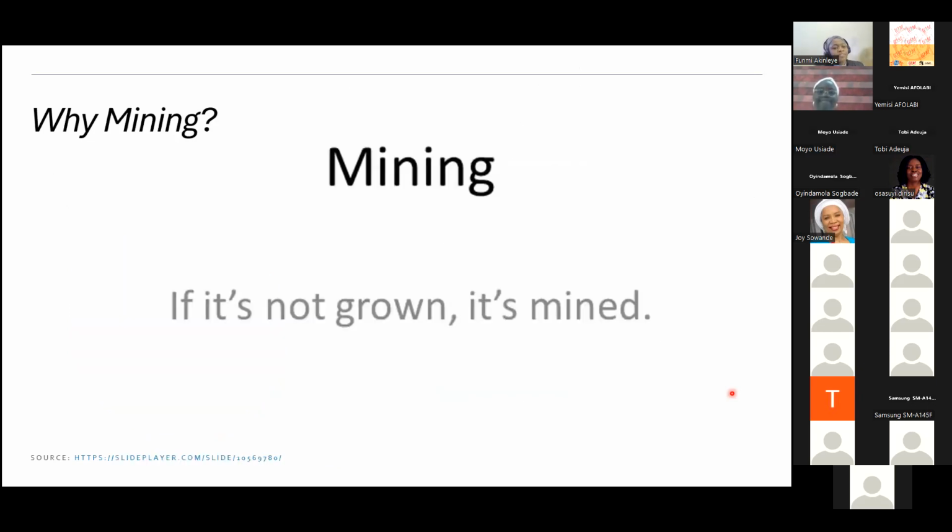So if something is not mined, sorry, if it is not grown, it is mined. So since I'm not a farmer, I think going into mining is the next big thing, at least personally for me.